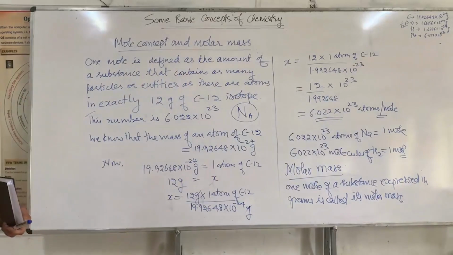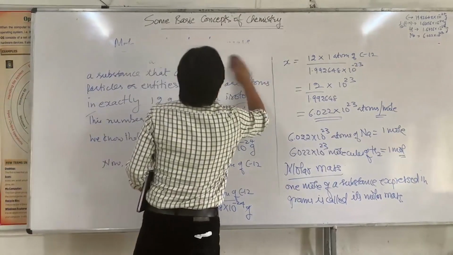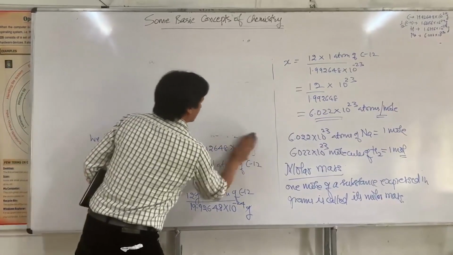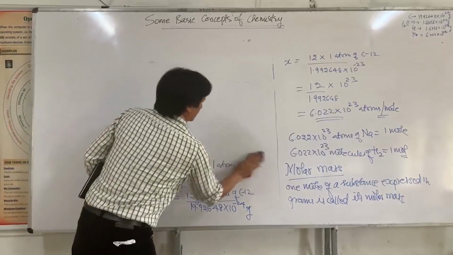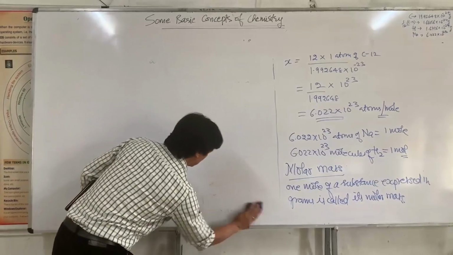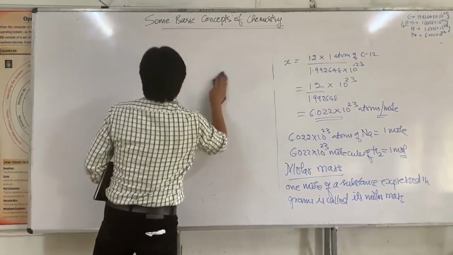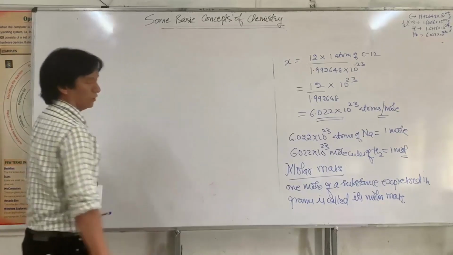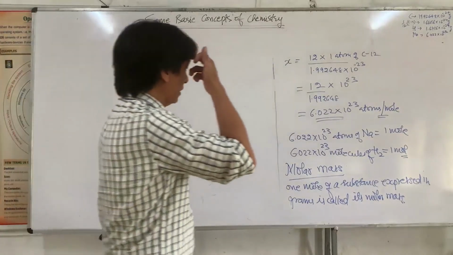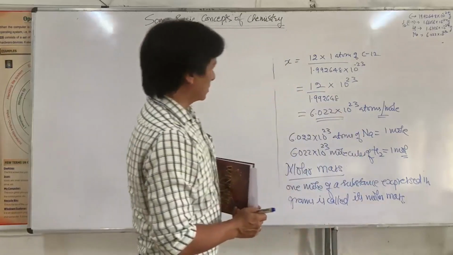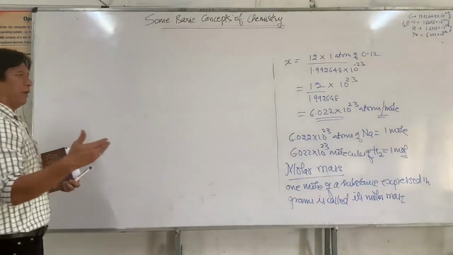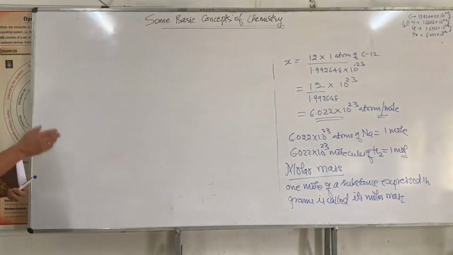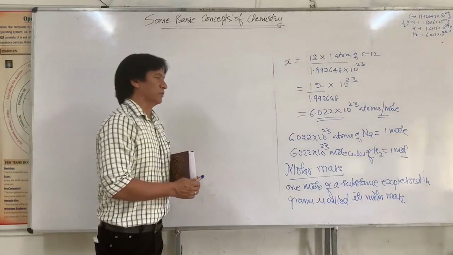So let's see. If you take, for example, 1 mole of oxygen, then 1 mole of oxygen has 6.022 × 10^23 atoms of oxygen if you take atoms, and if you take molecules of oxygen, then you will have 6.022 × 10^23 molecules of oxygen.